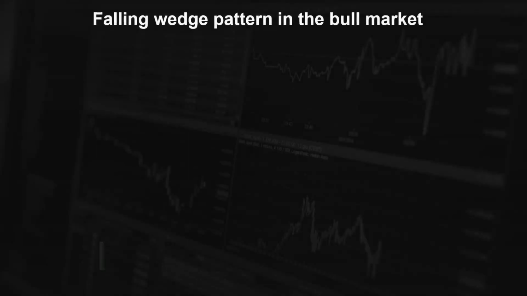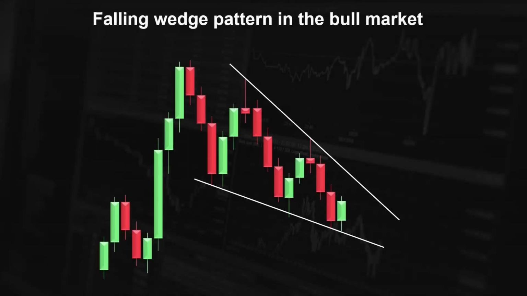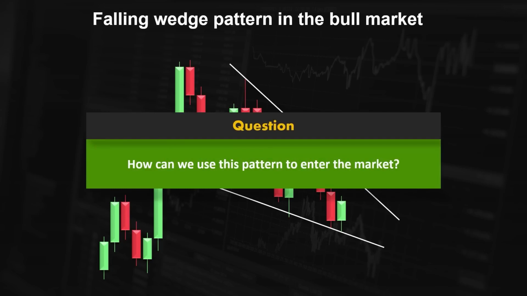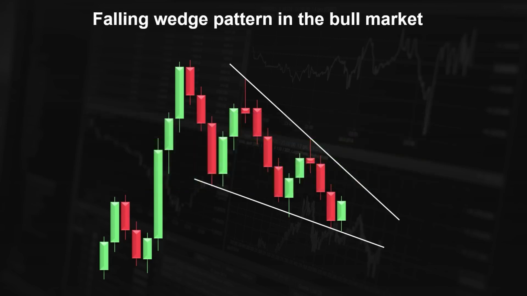Falling wedge pattern in the bull market. This pattern indicates a period of correction in a bull market where we have a clear moving uptrend. Now, how can we use this pattern to enter the market? Breaking above the falling wedge in an uptrend signals the start of the continuation to the upside. It shows that the buyers have finally overcome the sellers, and since our direction is bullish, the price can continue pushing upwards.